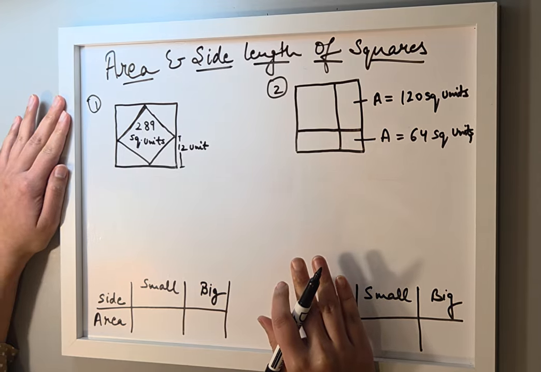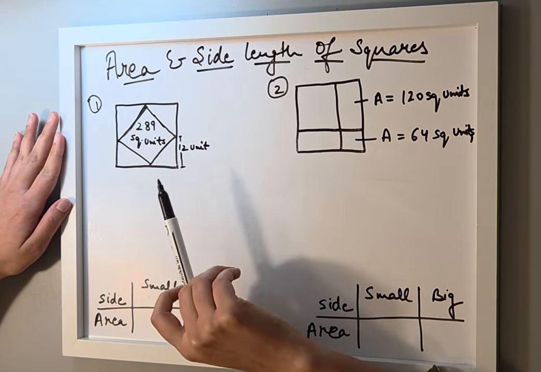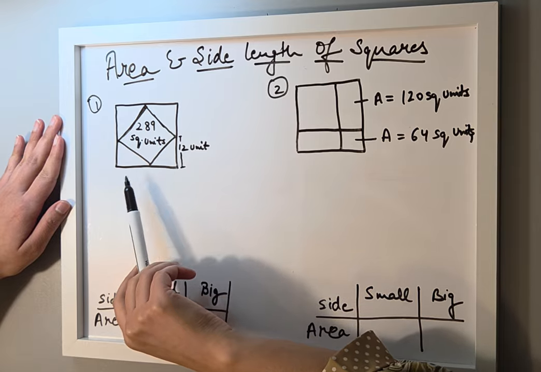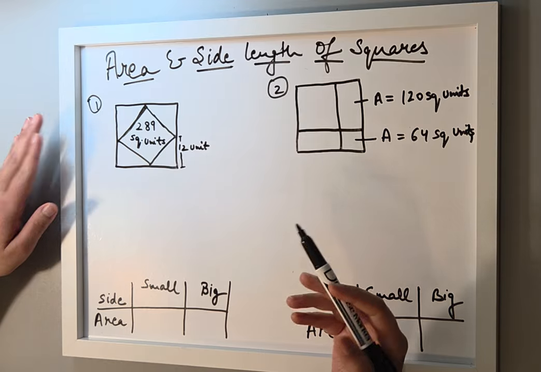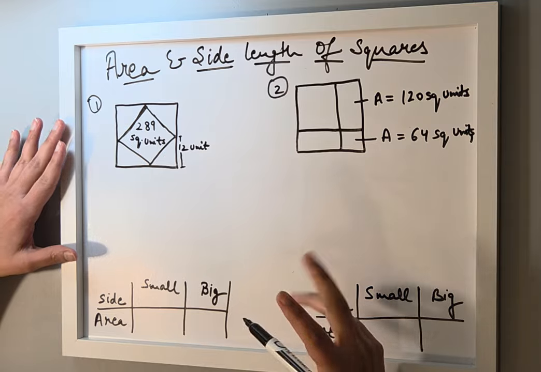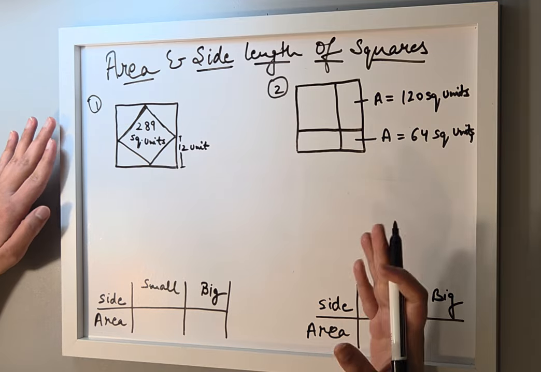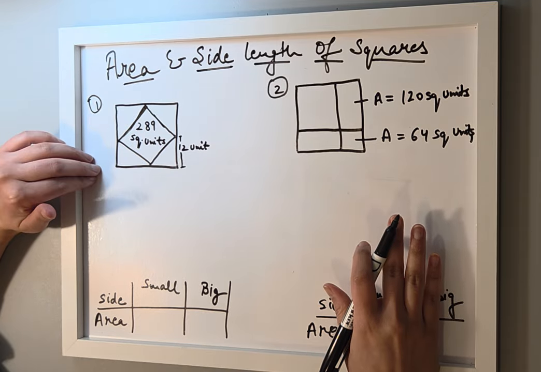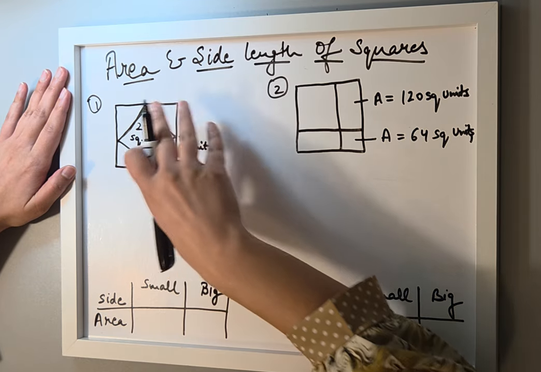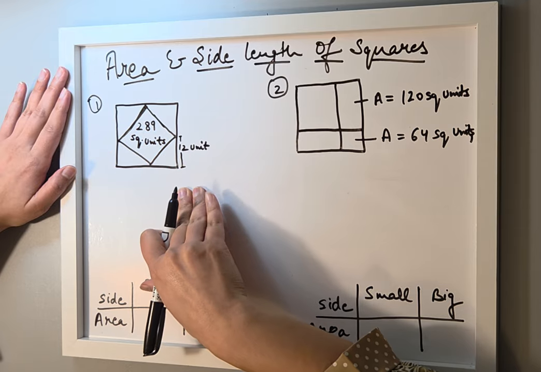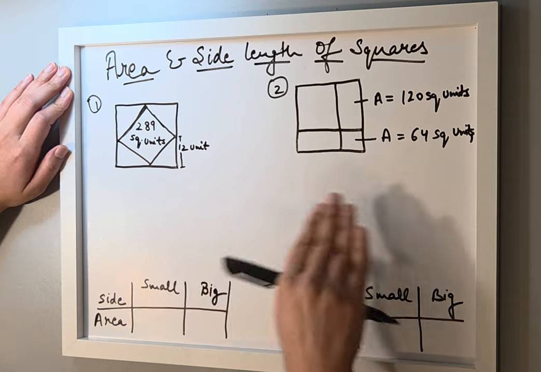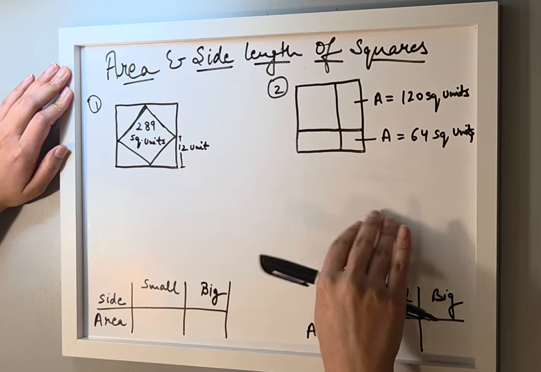Hi everyone. So in the last class we tried to find out how to find the sides and areas of the squares if partial information is given to us, and how we can use the things that we've used in finding out squares of the numbers to finding out actual squares of the square figures. So today we are going to be working on two such problems.